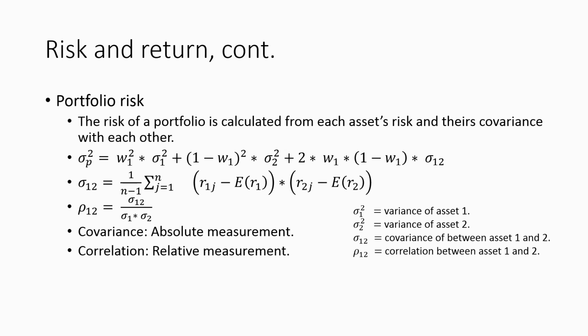Covariance is in absolute terms, which means it measures how much two assets change in tandem with one another. Correlation is a relative measurement of the dependency, which means it tells how strong two assets change in tandem with one another. Let's calculate the portfolio risk and return on a spreadsheet.